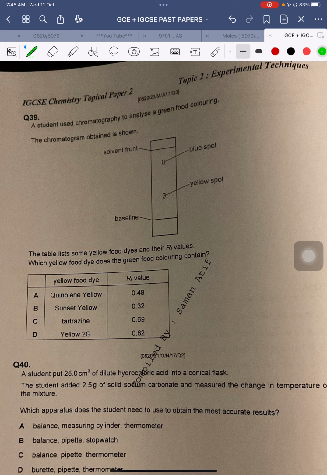The chromatogram obtained is shown. This is a blue spot, this is a yellow spot, this green is shifted into two spots. The table listed some yellow food dyes and their RF values. Which yellow food dye does the green food coloring contain?